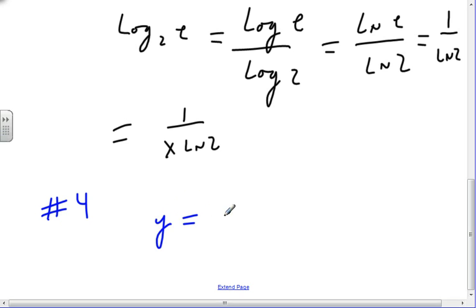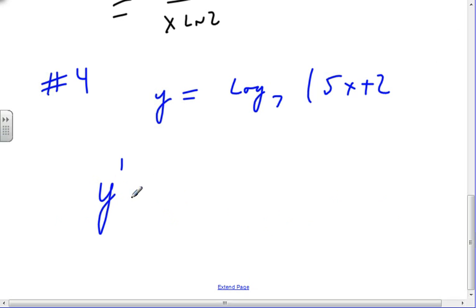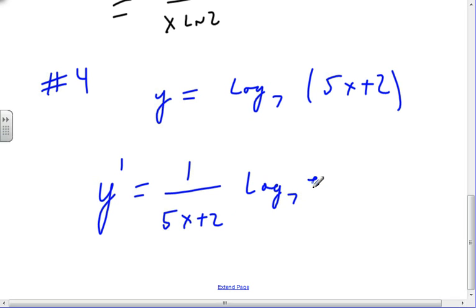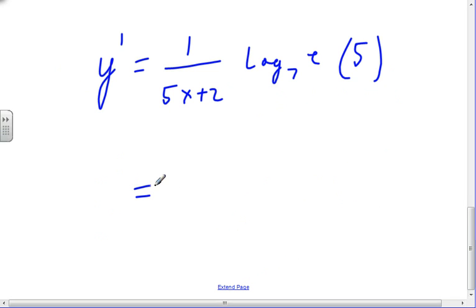Y is equal to log base 7 of 5x plus 2. Okay, so I'm looking at the formula again. Y prime is 1 over 5x plus 2 times log base 7 of e times the derivative of 5x plus 2, which is 5. So I would rewrite that as 5 over 5x plus 2 times log base 7 of e.